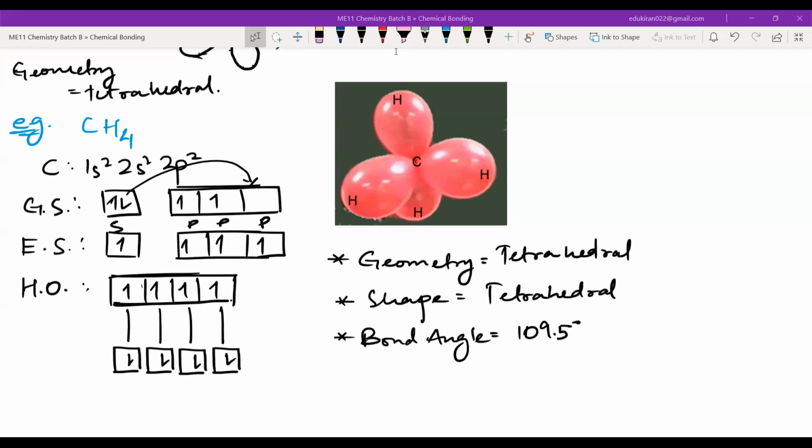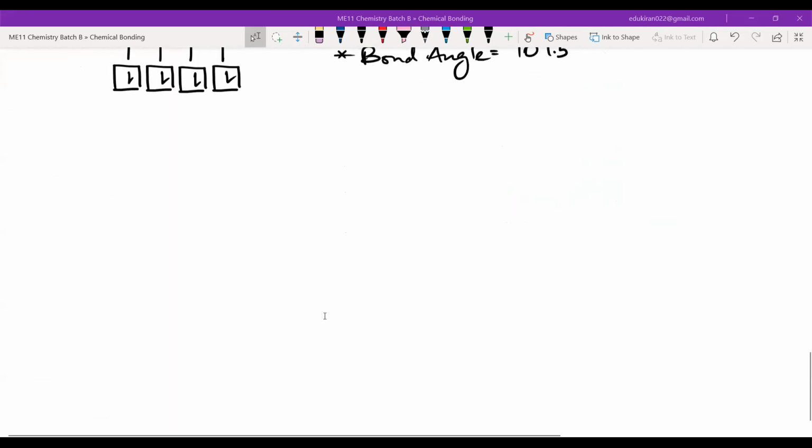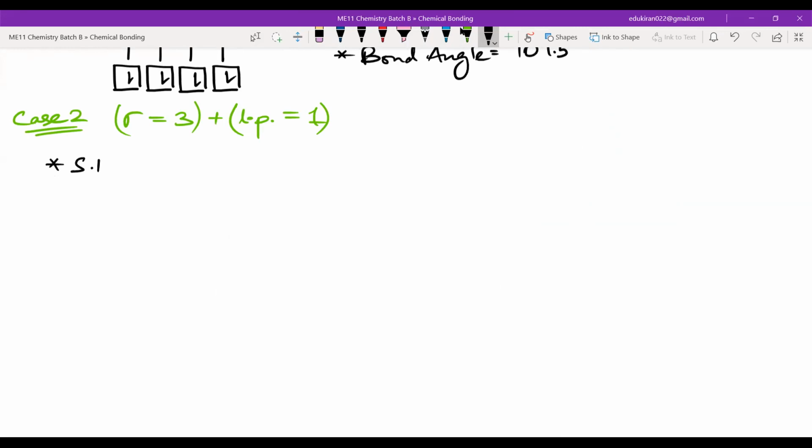Done? Umar? Yes. Okay, so now we will write the next case. Case 2, in which we have sigma bonds equal to 3 plus the lone pair. The lone pair is equal to 1. And this would give me a steric number of 4. So if you have this arrangement, that is 3 sigma and 1 lone pair, the steric number will be equal to 3 plus 1, that is equal to 4, right?